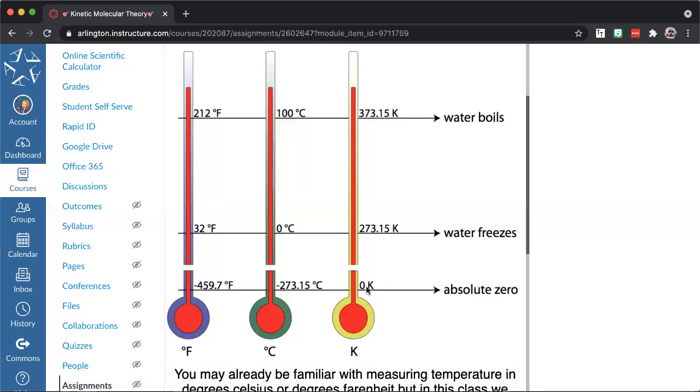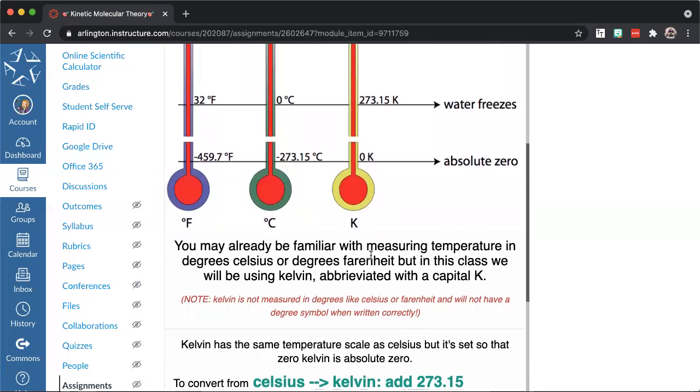And so 0 Kelvin, which is called absolute zero, is equal to these temperatures in Celsius and Fahrenheit. You can see it's a very, very low temperature, negative 459.7 degrees Fahrenheit, super, super cold. Okay. I mentioned that you might already be familiar with Fahrenheit or Celsius, but when we talk about gases and thermochemistry, we'll typically be using Kelvin.